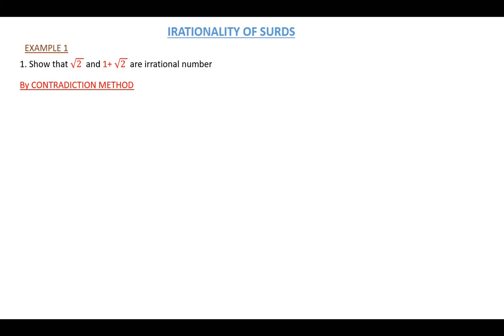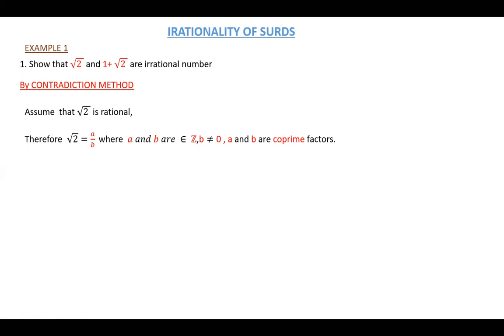So from just this word, contradiction, when we say we're using contradiction, it means we're going to make an assumption to say the root of 2 is rational. So what happens when we make that assumption? Let us assume that the root of 2 is rational. If the root of 2 is rational, this simply means that the root of 2 will be equal to a over b, where a and b are integers and b is never equal to 0, and a and b have no common factors.